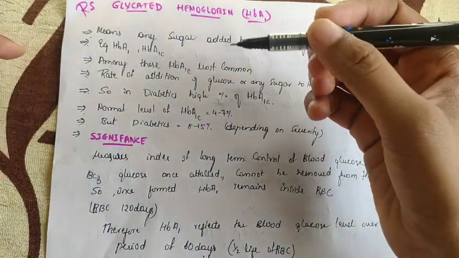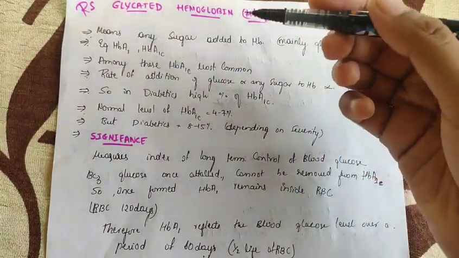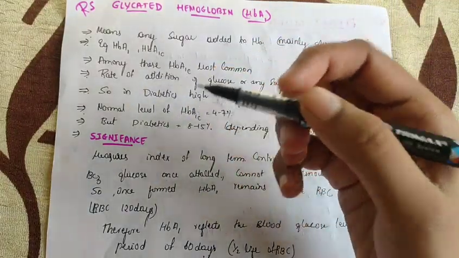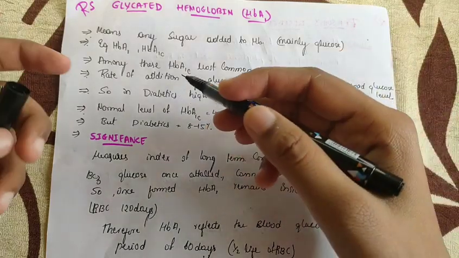HbA1c will be the most common glycated hemoglobin. It may be any other sugar also, but glucose added to the hemoglobin is most common. Among this, HbA1c is most common.